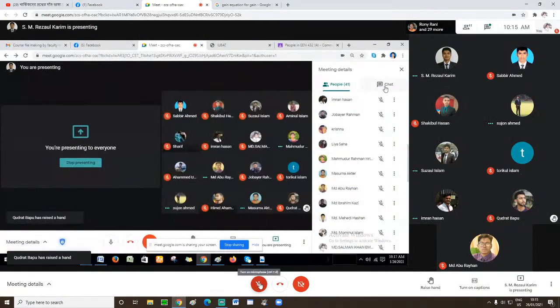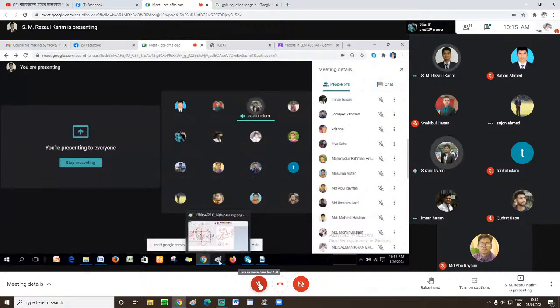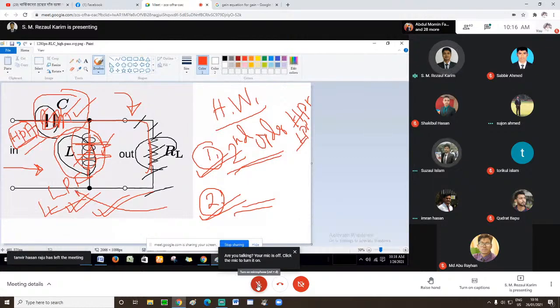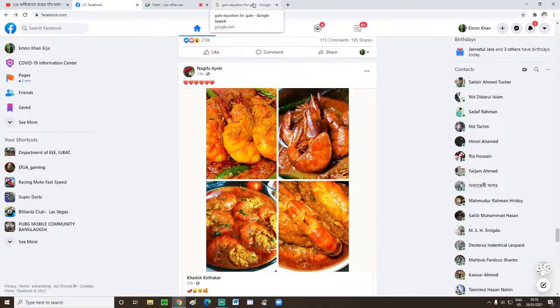The second question is the filter circuit, low pass filter and high pass filter. This is a high pass filter circuit. And if you replace the inductor and capacitor, if you connect the inductor here and the capacitor here, then it will act like a low pass circuit. You understand? Low pass filter. So the components are the same, but by changing their connection, the filtering nature changes. If you connect the inductor in parallel, it is a high pass filter. If you connect the inductor in series and the capacitor in parallel, that is a low pass filter.